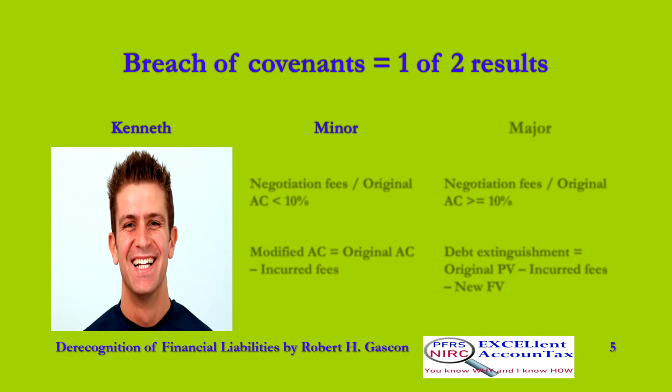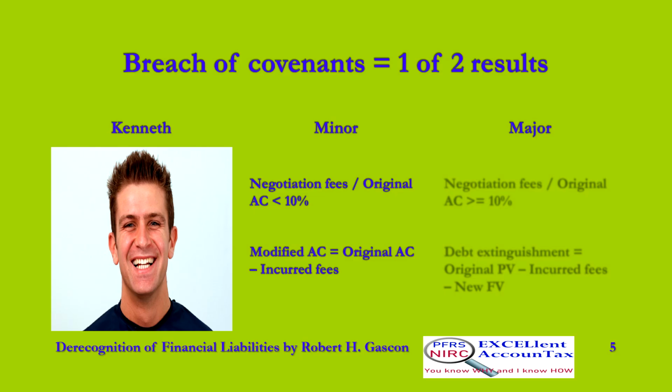When covenants were breached, that breach is deemed as minor if the negotiation fees upon that breach, divided by the amortized cost immediately before that breach, are less than 10%. Because that breach is deemed as minor, the incurred fees upon that breach, including the negotiation fees, are adjusted against the amortized cost immediately before that breach.